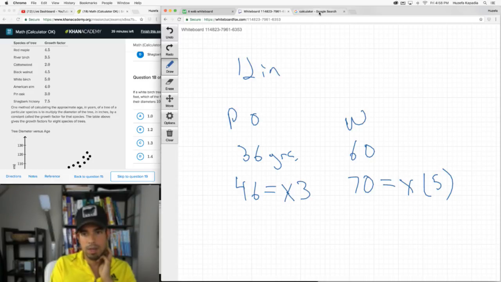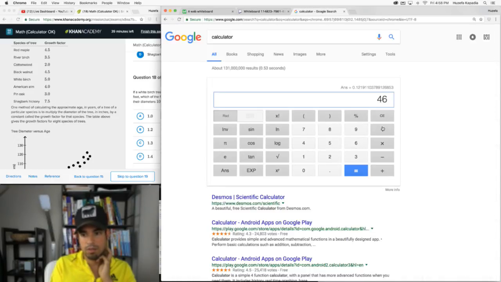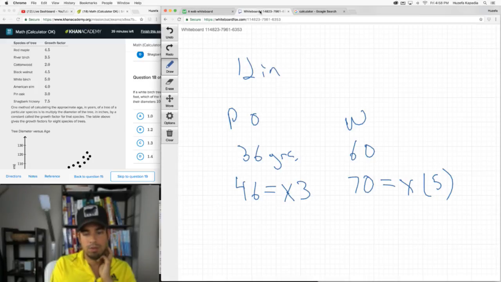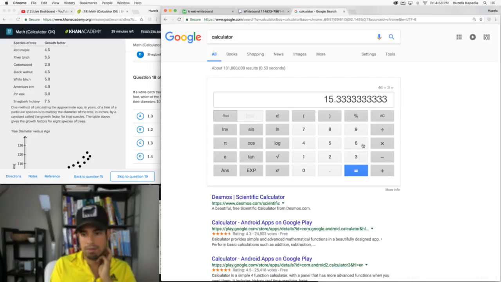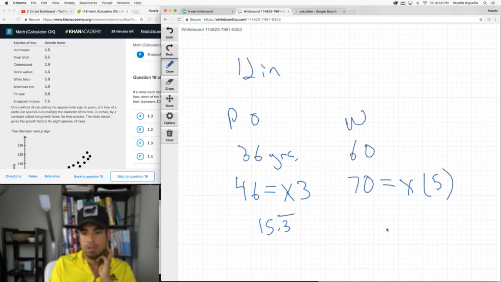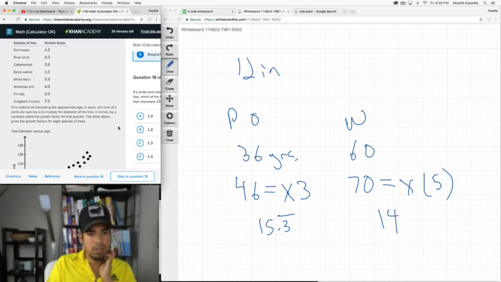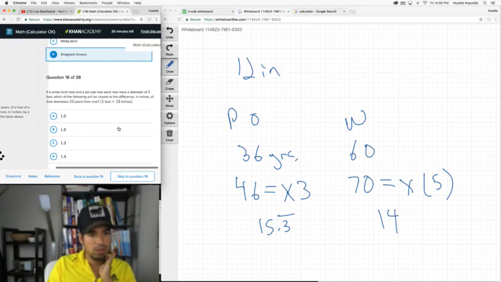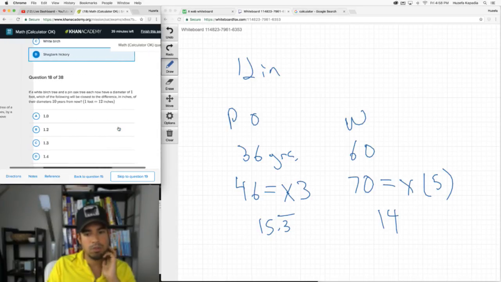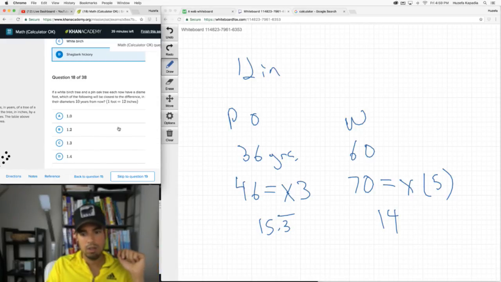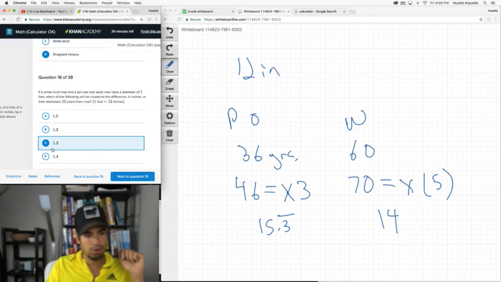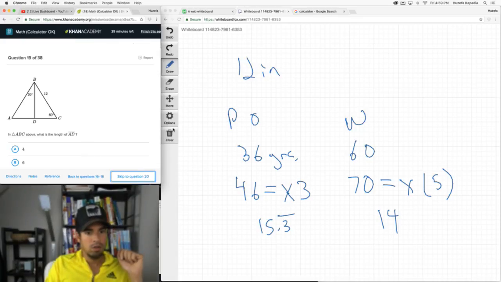So 46 divided by 3 is 15.33. And this is 70 divided by 5. 70 divided by 5 equals 14. So this one grew by 14. They want the difference in inches of their diameters 10 years from now. Well, 15.3 minus 14 is about 1.3, or 1.333. So that's a hard question, but that's our answer. Woo, that was tough.